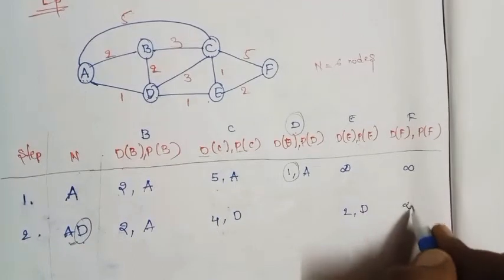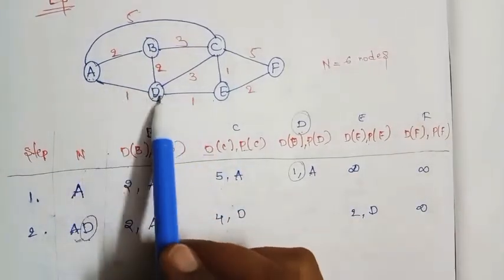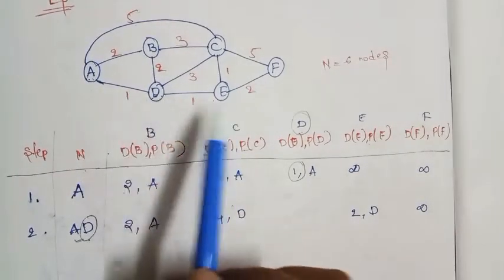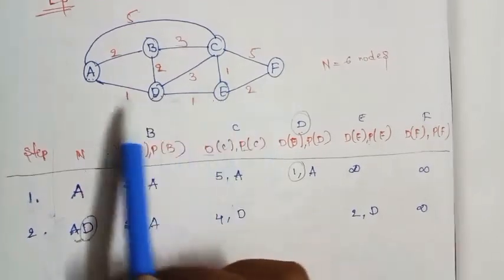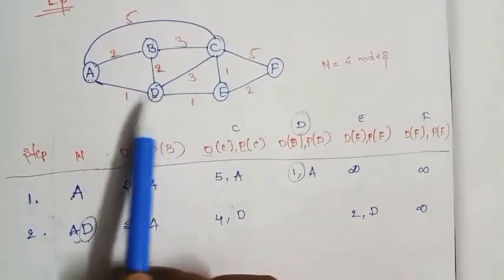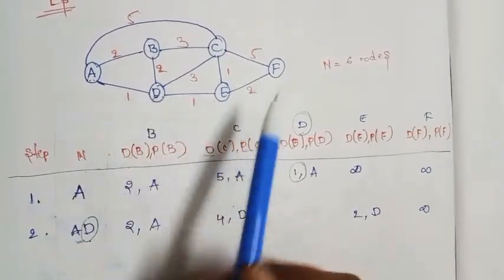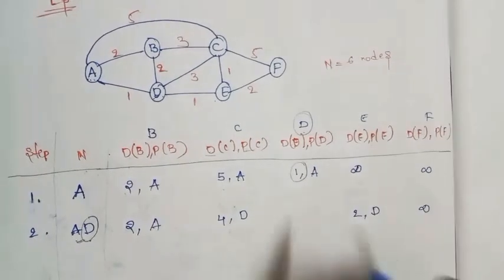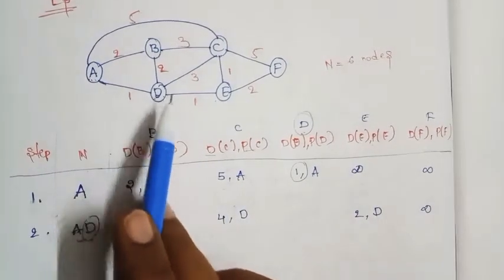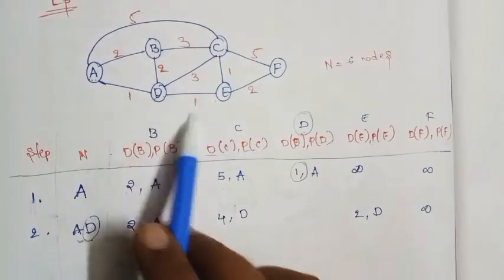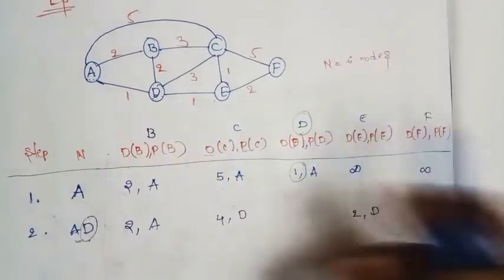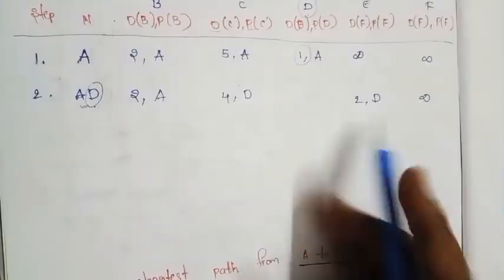And for F, it is infinity because A to D and from D to E, E to F, but it doesn't have any direct connection from A to D to F. So it will get infinity. From AD, we got for E is 1 plus 1, that is 2, and the previous node is D. See, guys, like the same.